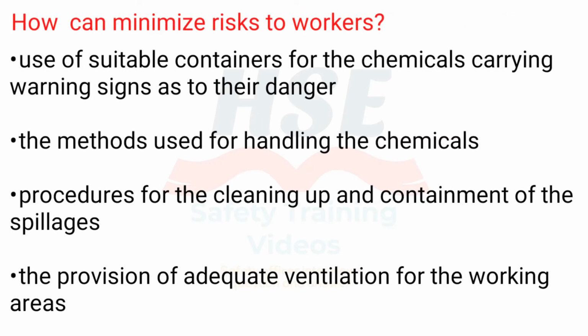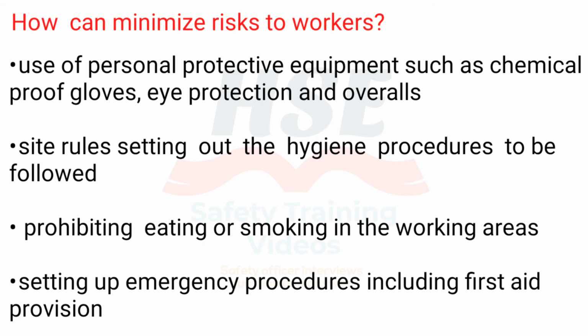How can you minimize risks to workers from toxic chemicals? Use of suitable containers for the chemicals carrying warning signs as to their danger. The methods used for handling the chemicals. Procedures for the cleaning up and containment of the spillages. The provision of adequate ventilation for the working areas. Use of personal protective equipment such as chemical-proof gloves, eye protection and overalls.